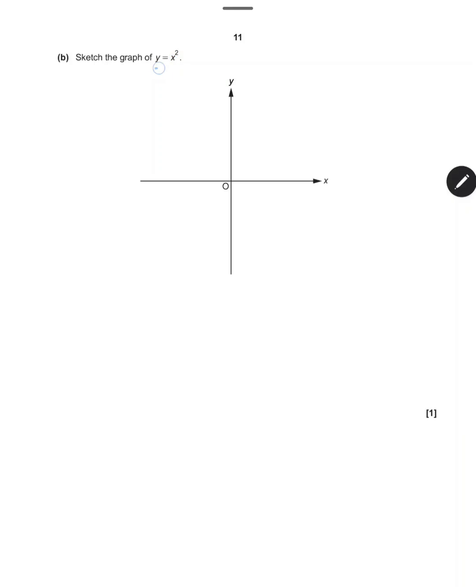Part B has to sketch y equals x squared. Well, y equals x squared is a curved graph like this. Hits 0, 0, and curves back up the other side. That there is y equals x squared.